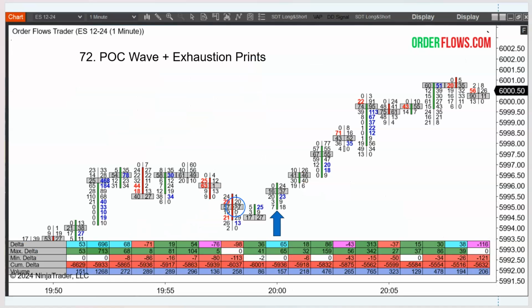Another one, right? Red bar, point of control. Then the second bar is a green candle with a lower point of control than the red bar. Then the 3rd bar is a higher point of control than that red bar. And here's your exhaustion print.